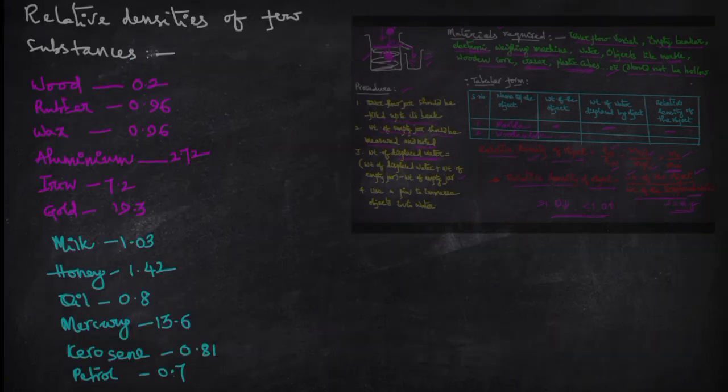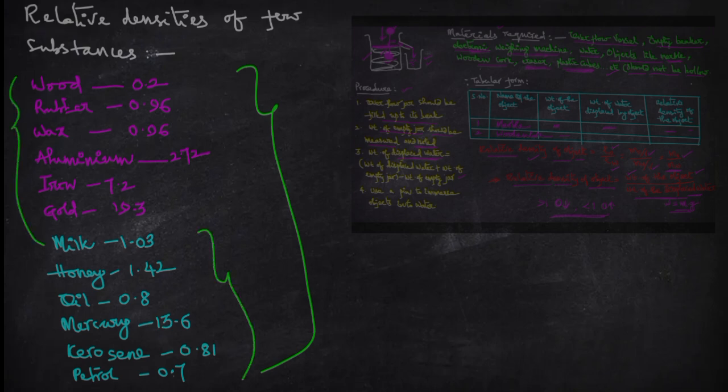These are some values of relative densities of different materials. Here some solids are given and some liquids are given. The reference is water here. Lesser density than water means the relative density value is less than 1, then it will float on water. For example, wood, which is having 0.2, floats on water.